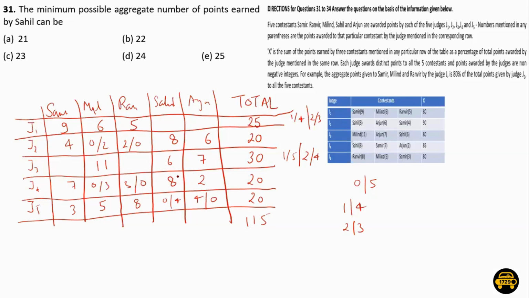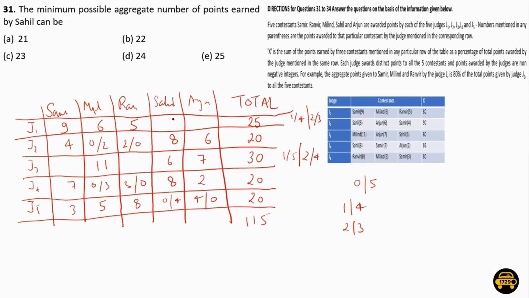Okay. Now let's have a look at the question and we'll solve them accordingly. So the first question asks the minimum possible aggregate number of points earned by Sahil. So if we have to minimize the points of Sahil, what can we do? We already know Sahil got 8, 6 and 8 for sure. So the sum of this will come out to be 22. Now from here we can give 0 to Sahil because we have to minimize his score.